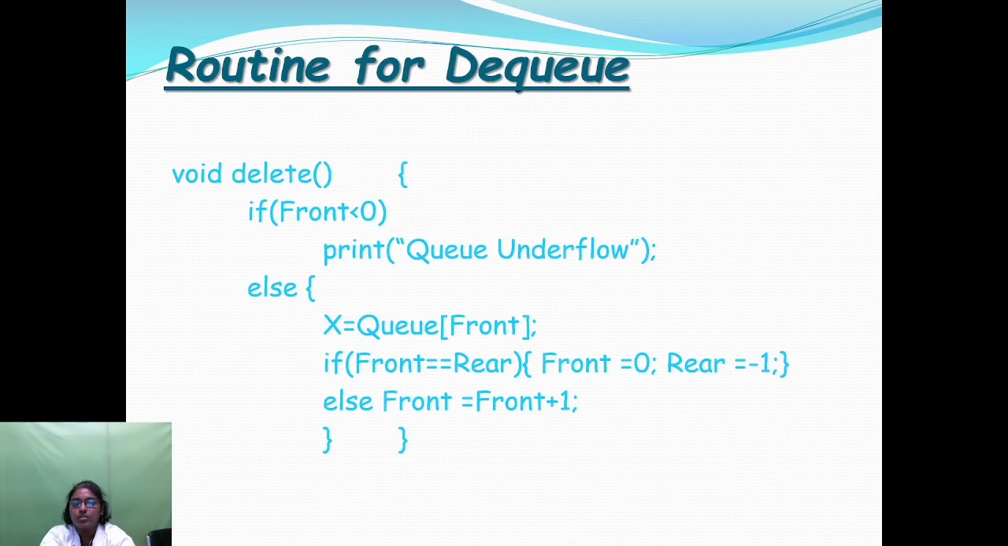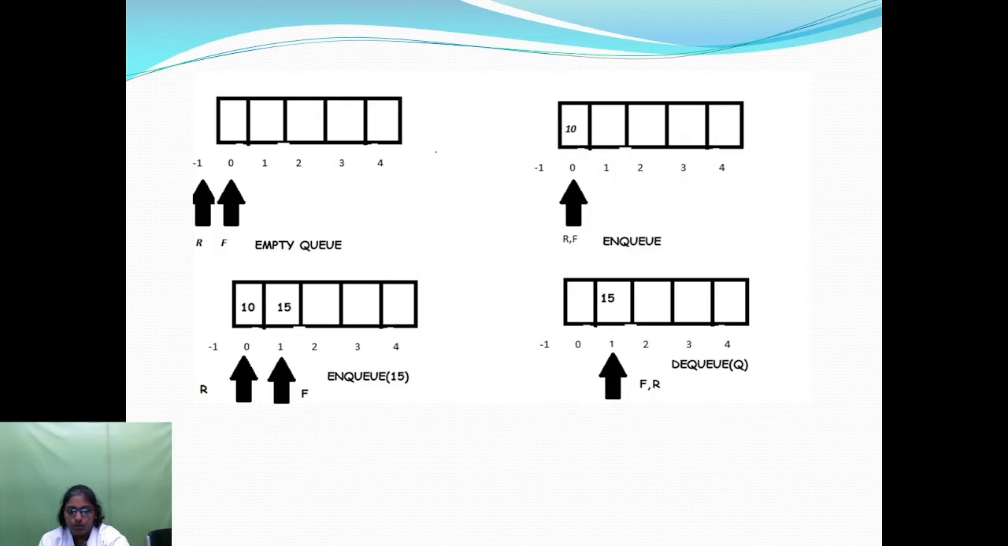Next, for DQ, we are going to delete. So we are going to check if front is equal to 0, which means it is underflow. Or else we are going to change the front value; the pointer will change its value. So we are going to check front equal to rear, whether both of them are the same. If not, only then we are going to change front equal to front plus 1. Okay, incremented.